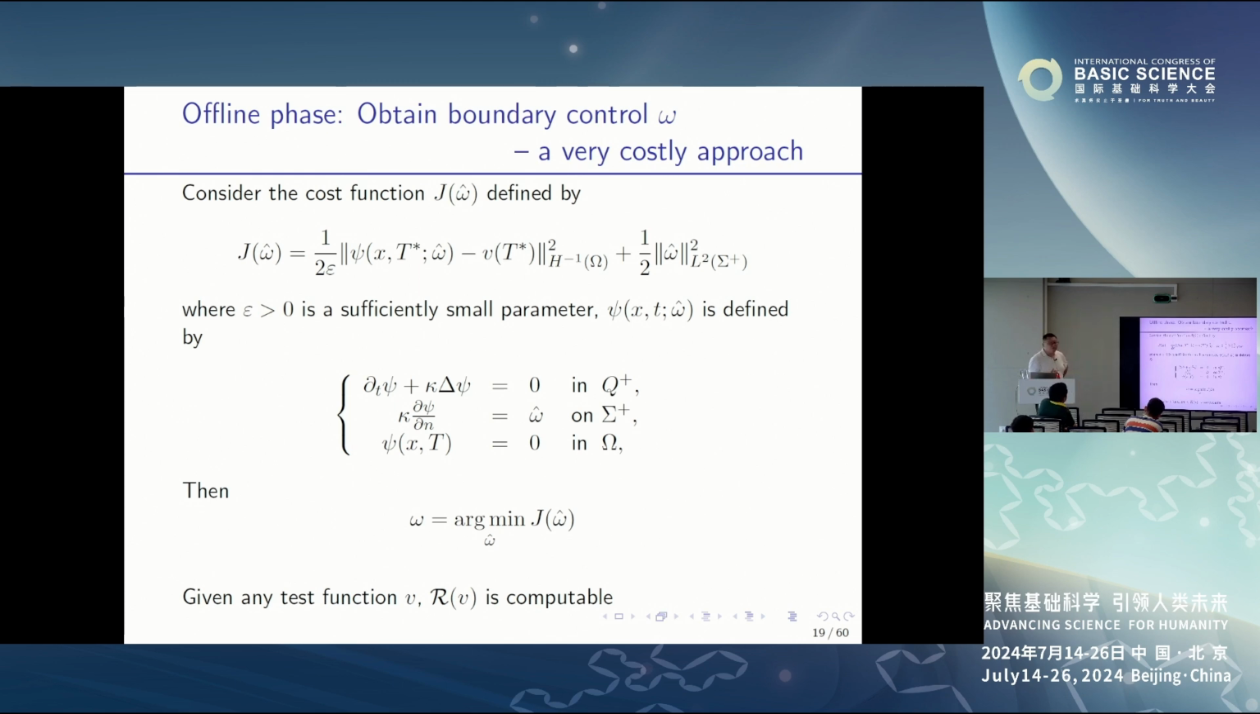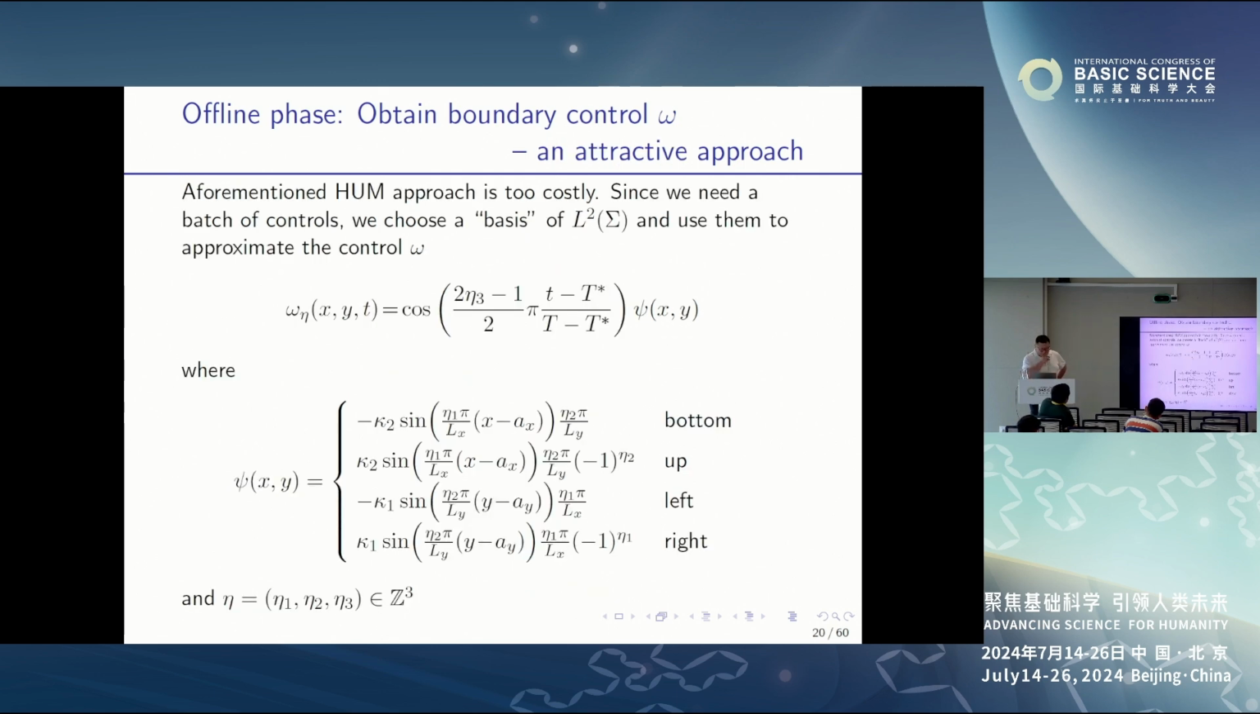It's not affordable, basically. The Hilbert uniqueness method only shows us this RV is computable, but it's not a very efficient approach. This is a very costly approach, so for real scenarios it's not very attractive. Then we need to think about another approach to solve for those boundary controls. The thing here is we have a bunch of controls that need to be solved, not just one.